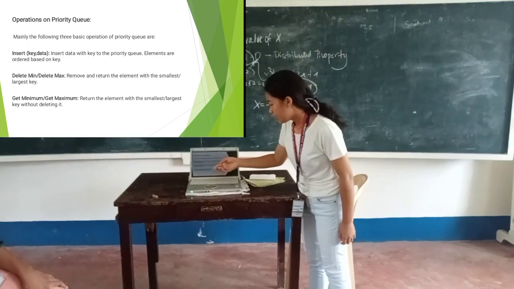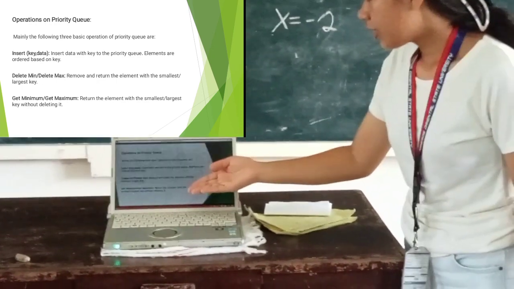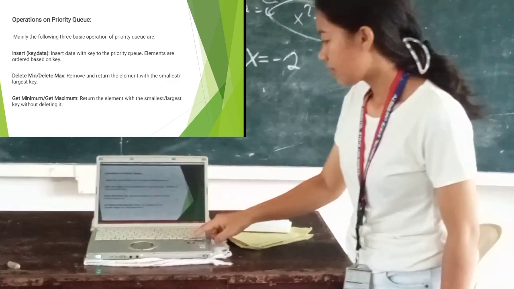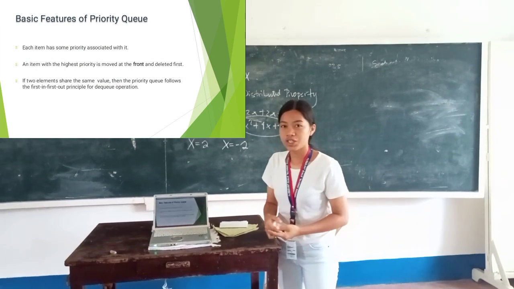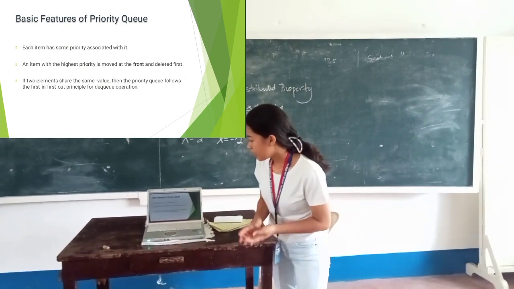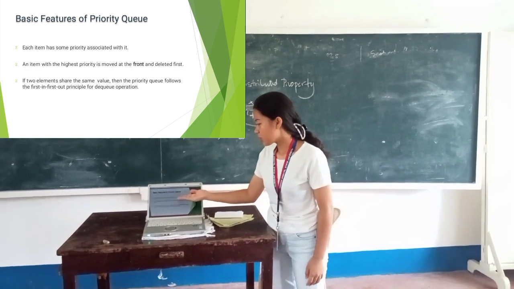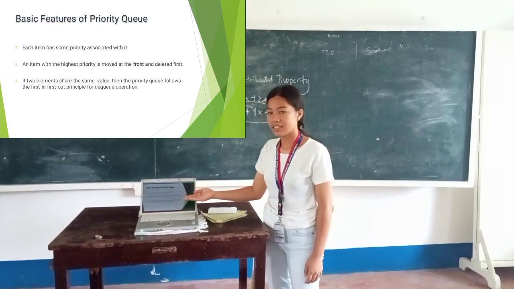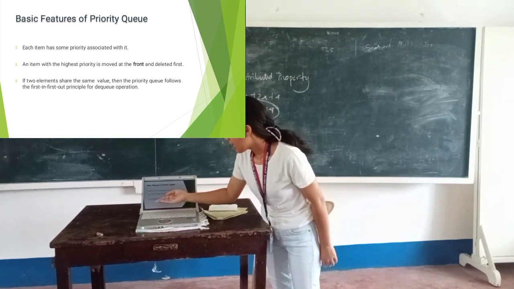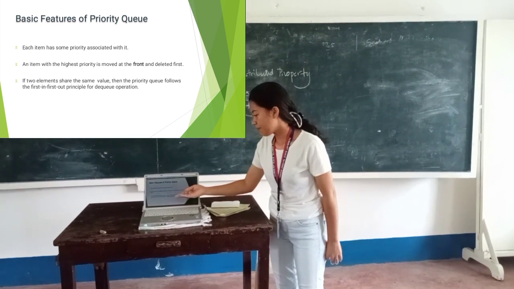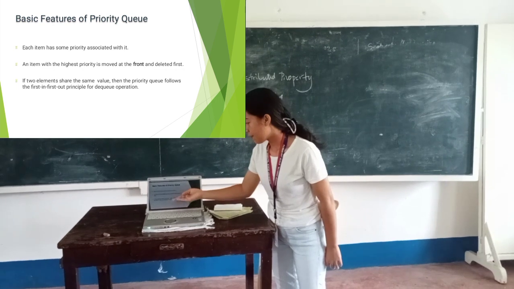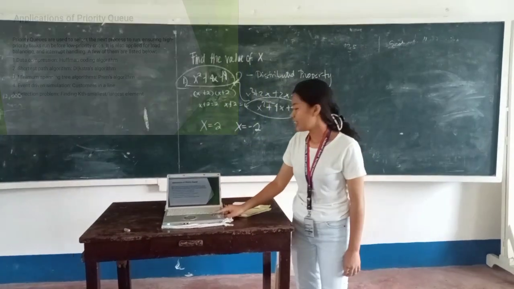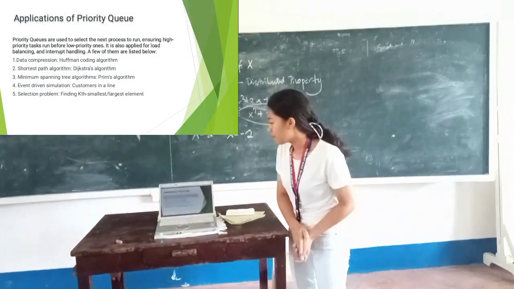Next is get minimum and get maximum. Return the element with the smallest or largest key without deleting it. So the basic features of priority queues are: each item has some priority associated with it. An item with the highest priority is moved at the front and deleted first. And then, if two elements share the same value, then the priority queue follows the first in, first out principle for the queue operation.